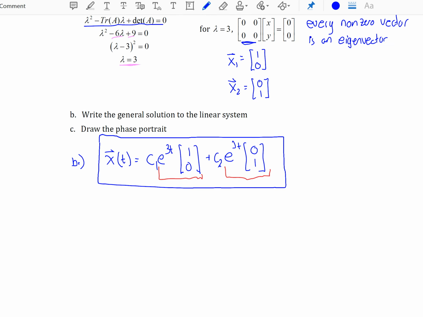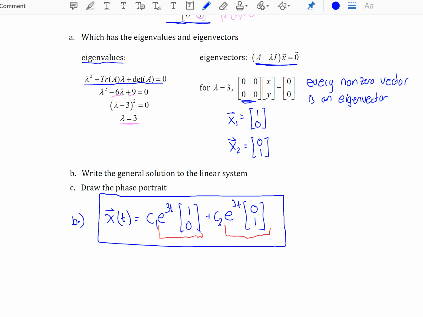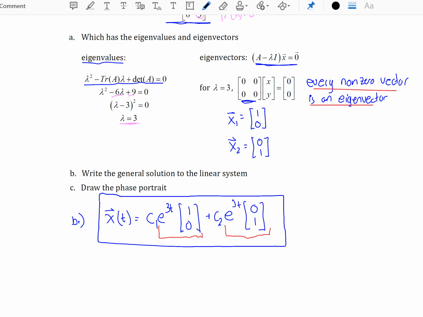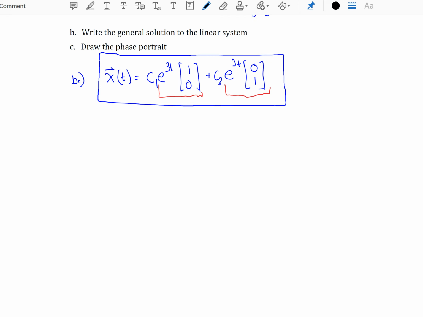So in this example, we want to look at what happens to your phase portrait when every vector is an eigenvector. This is a different outcome. And so we want to really explore this scenario. So let's start by drawing your phase portrait. Draw your coordinate system. Label it y and x.